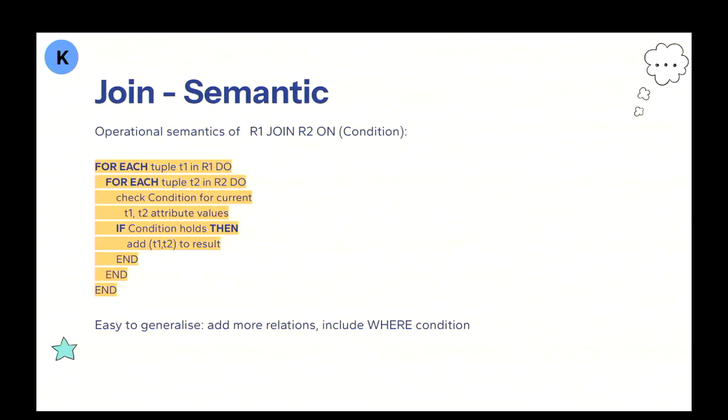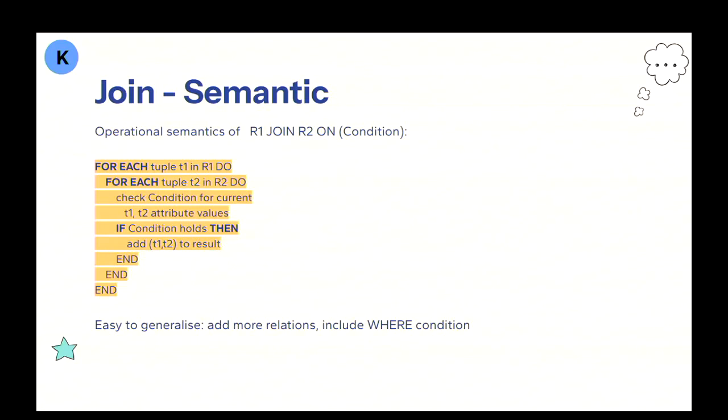You may wonder, how does the DBMS implement the join operators? This is pseudocode for implementing join. Let's say we only have two relations involved. We will have two loops. The outer loop will iterate through the first relation. The inner loop will iterate through the second relation. And we will apply the condition checks which are specified by the on keyword inside the inner loop.